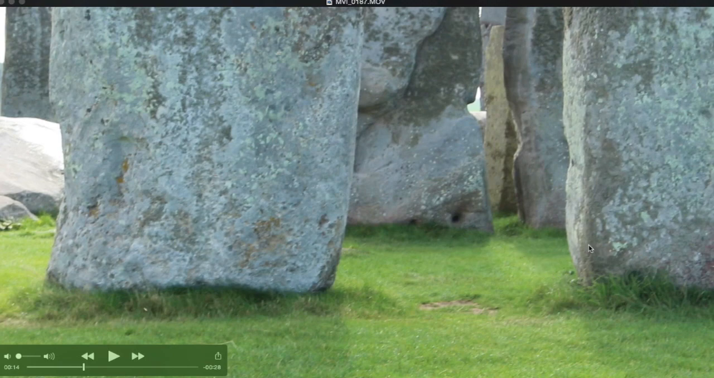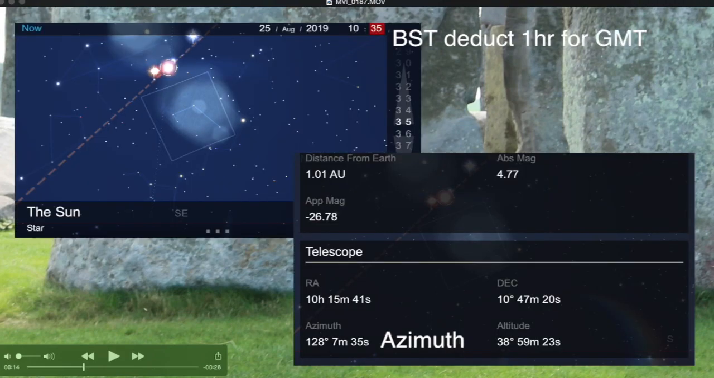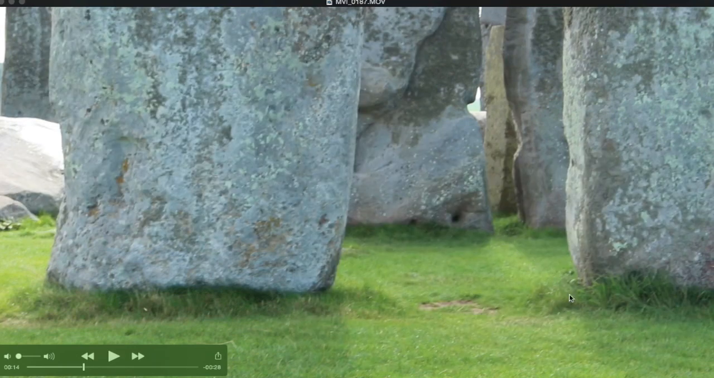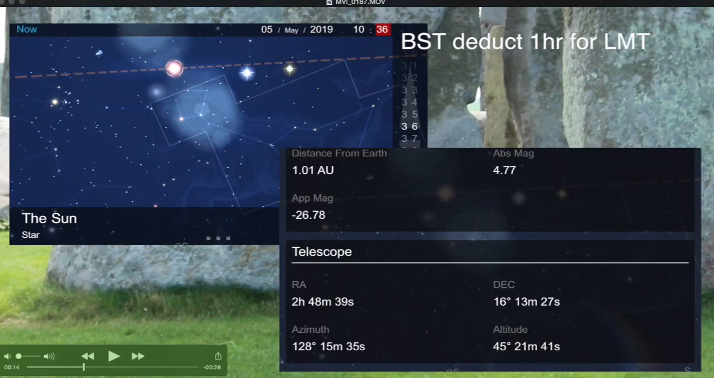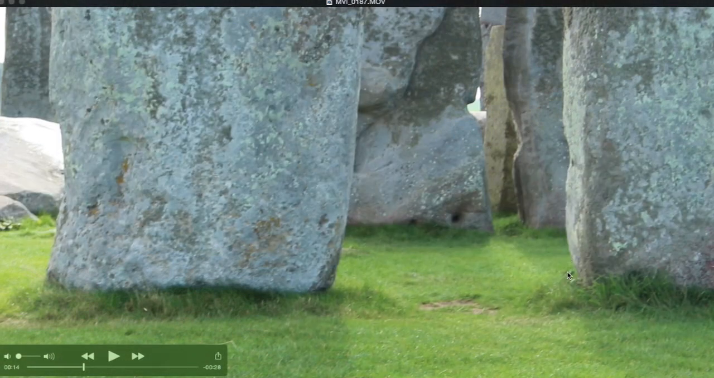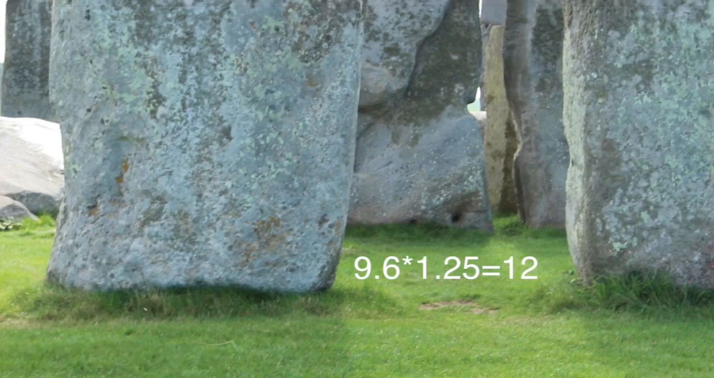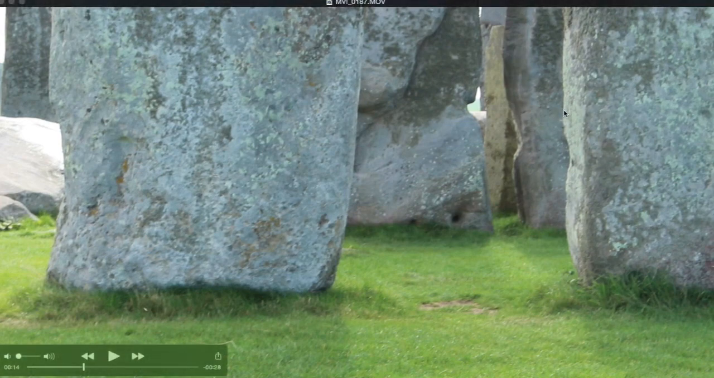This is pillar 21, and we can see it moving off the pillar onto this gap here. The sun is at 128 degrees azimuth at this point. On May the 5th, this will be happening at 9:36 local mean time. In terms of 24-hour time, that's 9:36. In Stonehenge time, 9:36 equates to 12. This was position 11, so this is position 12.